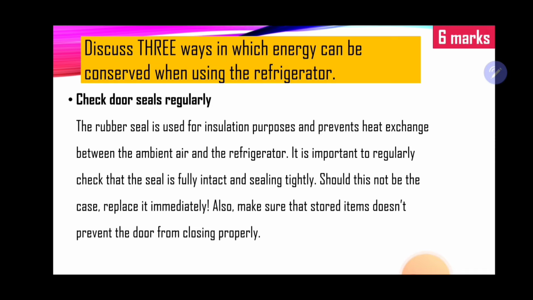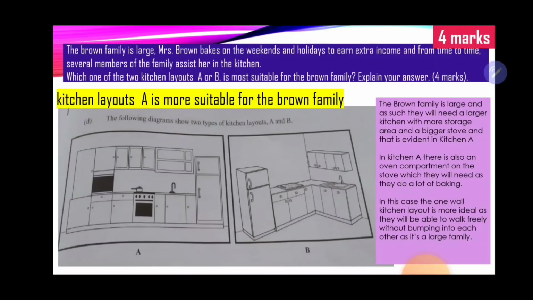Next question. The Brown family is large. Mrs. Brown bakes on the weekends and holidays to earn extra income, and from time to time, several members of the family assist her in the kitchen. Which one of the two kitchen layouts, A or B, is most suitable for the Brown family? And you're supposed to explain your answer, and this question is worth 4 marks, right? So I would say 1 point is allotted for identifying which kitchen is more suitable, and then when you're explaining, have at least 3 points to explain so that you can get your full marks if you get a question like this, right?